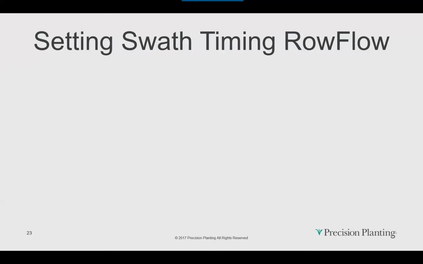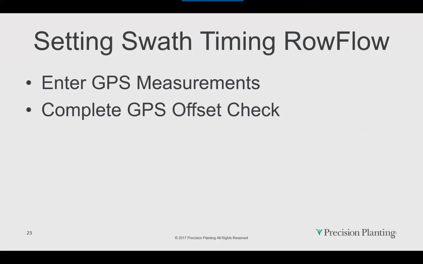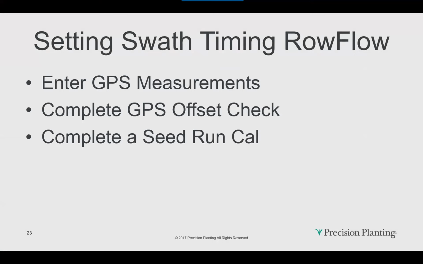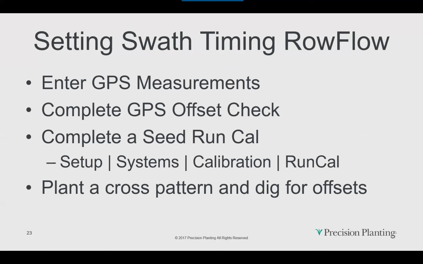Okay, setting timing for row flow and V-drive is largely the same, just minus one step. Enter your GPS measurements. Complete your GPS offset check. Complete a seed run cal, that is for row flow only. You're going to find that under Setup, Systems, Calibration, Run Cal. And then you're going to plant a cross pattern and dig to find your offsets.